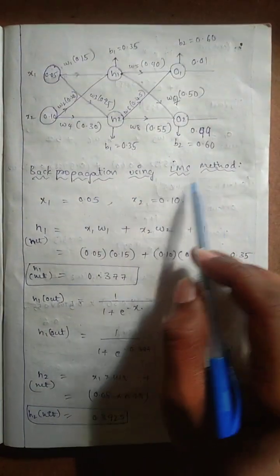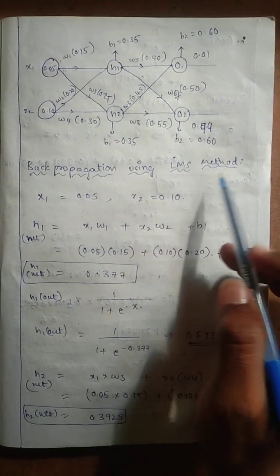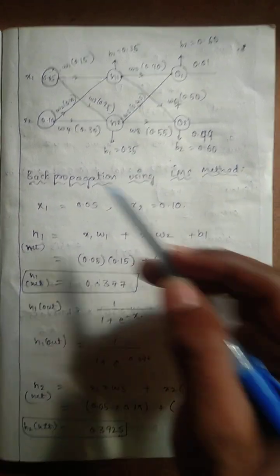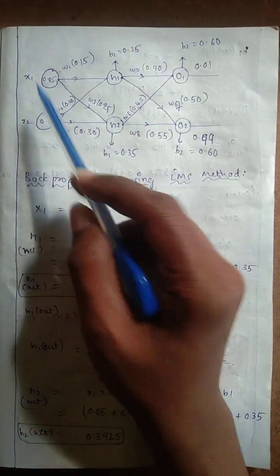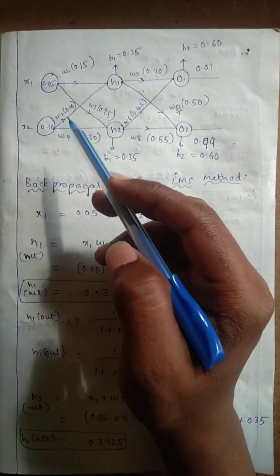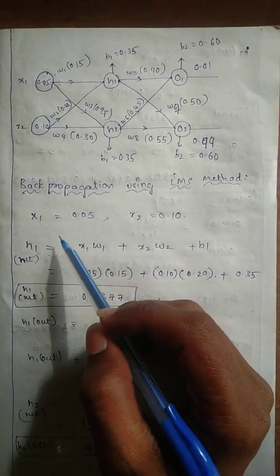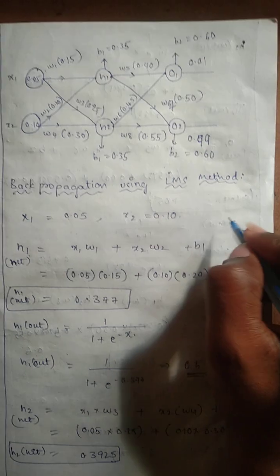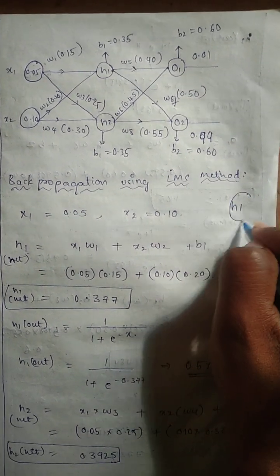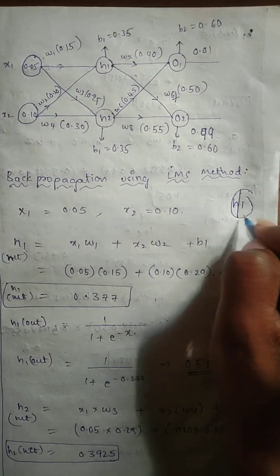Backpropagation method using LMS method means least square method. Here we considered the two inputs, that is x1 and x2. Let us find out the h1. How to find out the h1 value? Here we considered the two values, h1 having both net value and out value.